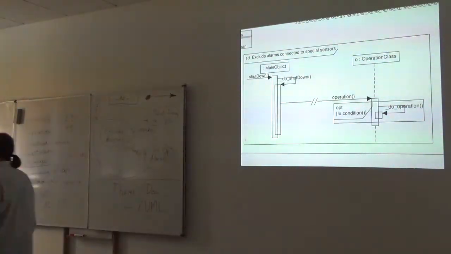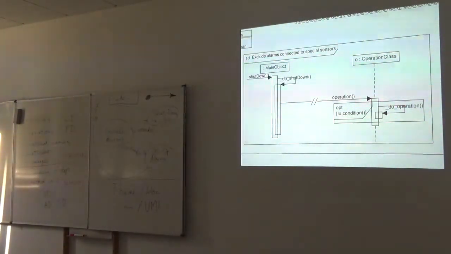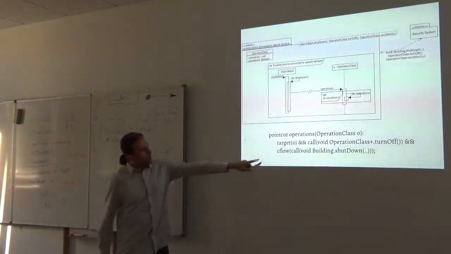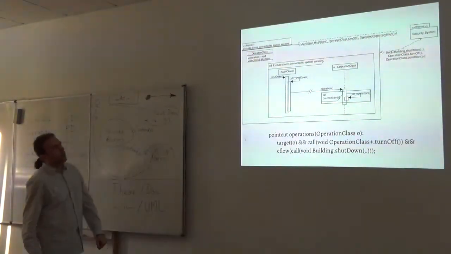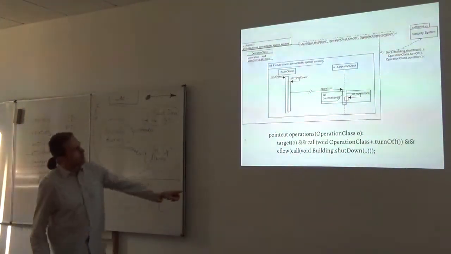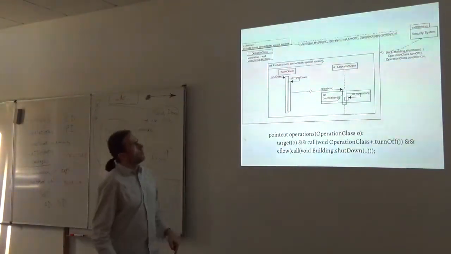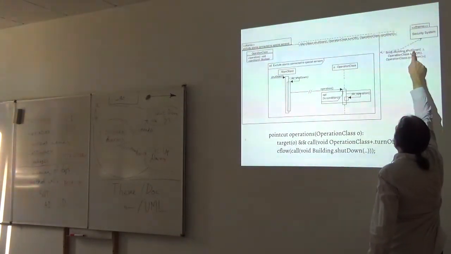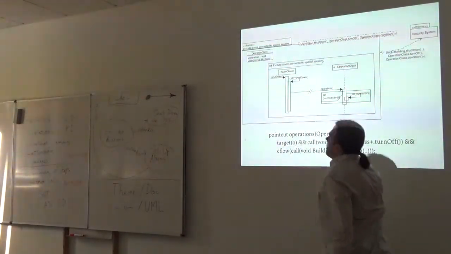So I don't have the overall implementation to show you now, but the key to this implementation is this point cut. Okay? So capture these things in this control flow of the building shutdown, which will be bound there. Yeah, this building shutdown is actually there.